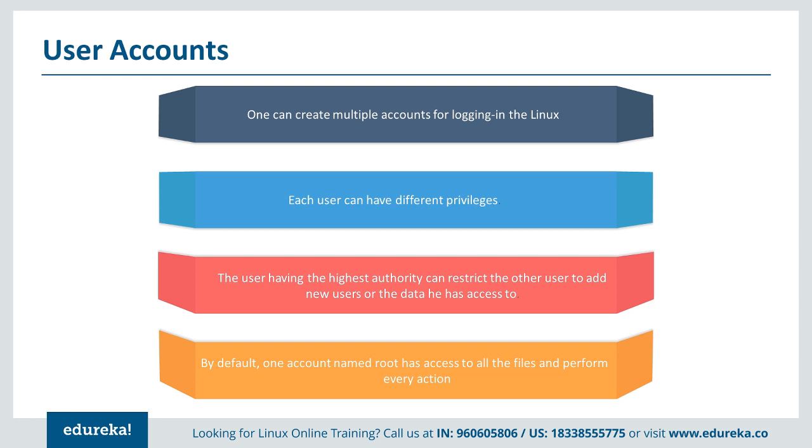As we have discussed, one can create multiple accounts for logging in to Linux. Each user has different privileges. The user having the highest authority can restrict other users from adding new users or from the data they have access to. So for example, if someone has access to the root user, and I have access to another user of another group, the root user has the privilege to stop me from accessing some files. By default, one account named root has access to all the files and can perform every action.